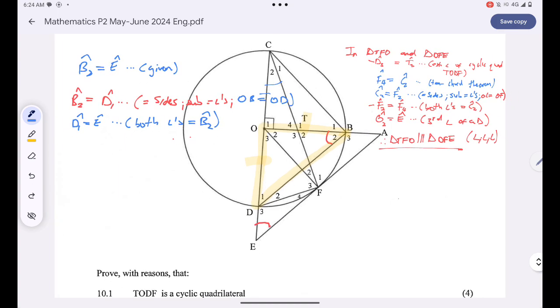Are you together? So since these two angles are equal, I can therefore conclude that DB is parallel to EA. Why? Because the corresponding angles are equal. Are you together? And those angles are angle D1 and angle E. If the corresponding angles are equal, I can therefore conclude that these two sides are parallel to one another.